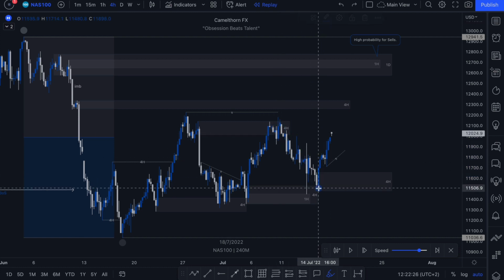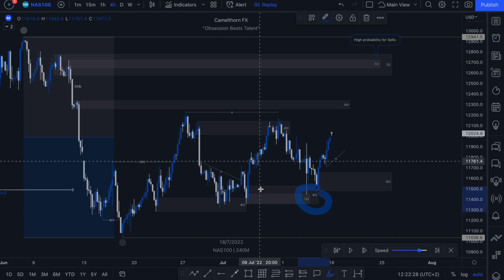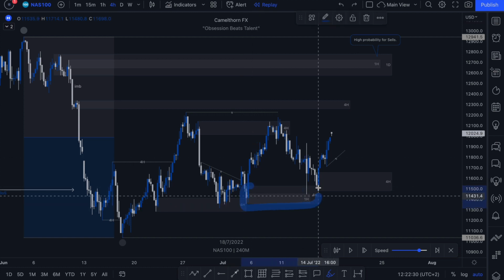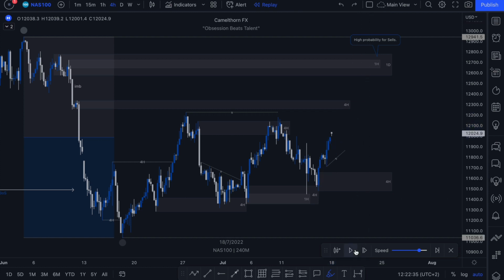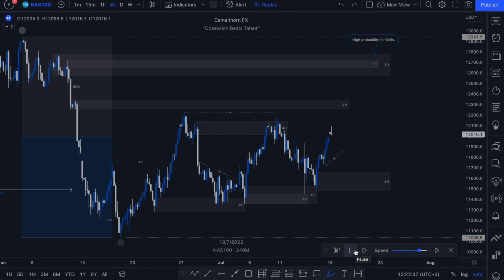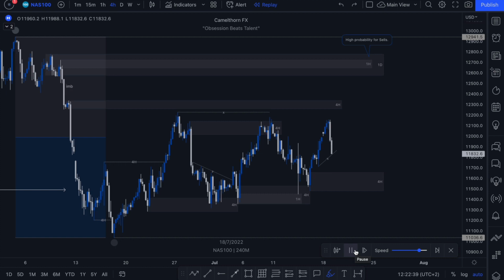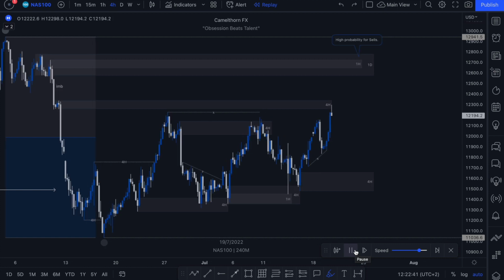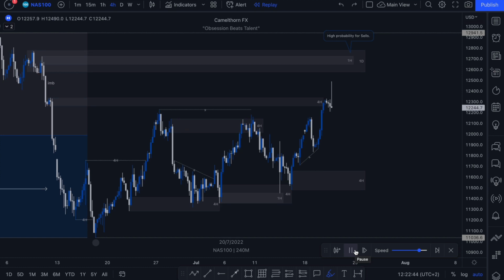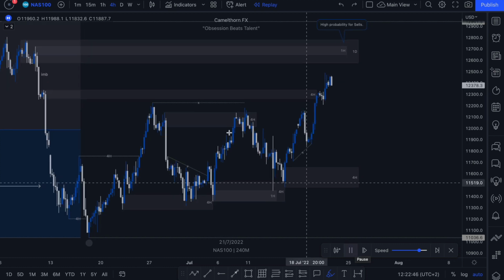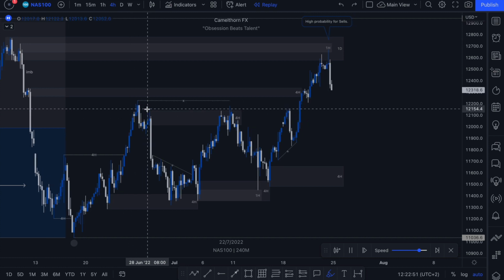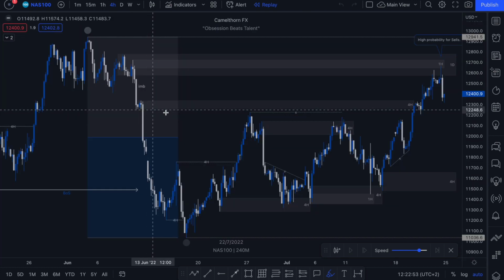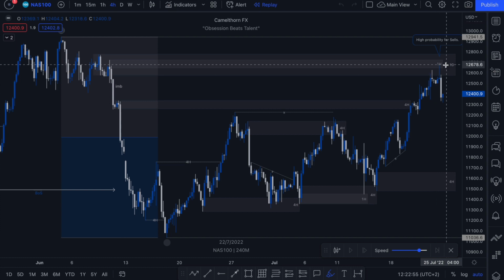It pushed down lower, but then it just respected another 4-hour demand zone that was formed in here, okay? And then it continued to push higher, and all this was showing us that price action was not quite ready to continue with that overall bearish momentum. Why? Because even though we did trade into premium prices here, the market wanted to grab slightly better prices, okay? And that's what we've seen now.